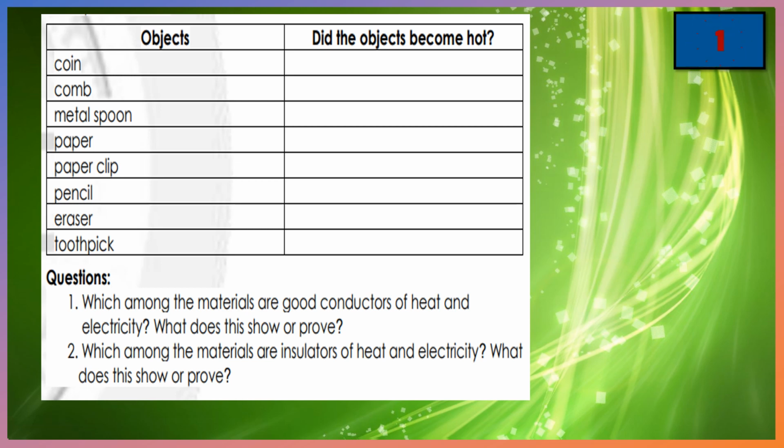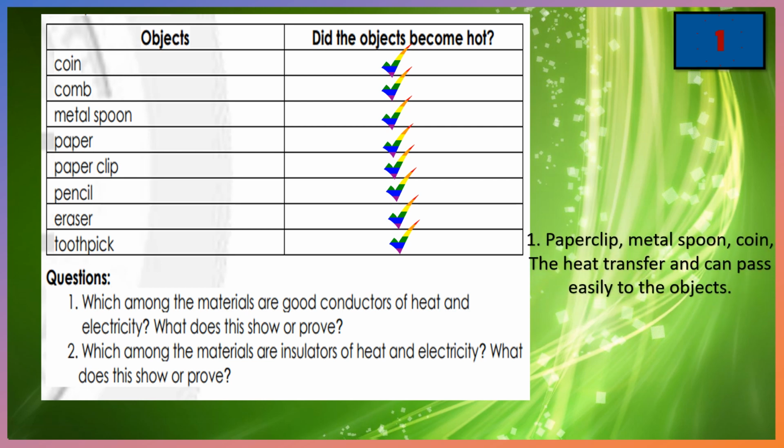Okay, so again children, I did the activity, so I was able to answer this table. On the first one, we have the coin. Did the objects become hot? Yes. Correct, or check. Then comb, check. Metal spoon, check. Paper, check. Paper clip, check. Pencil, check. Eraser, check. And then toothpick, check.